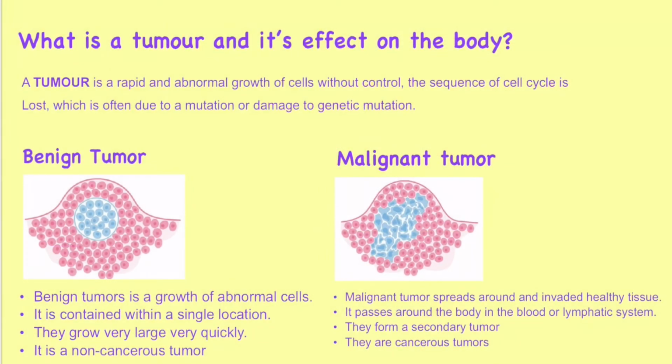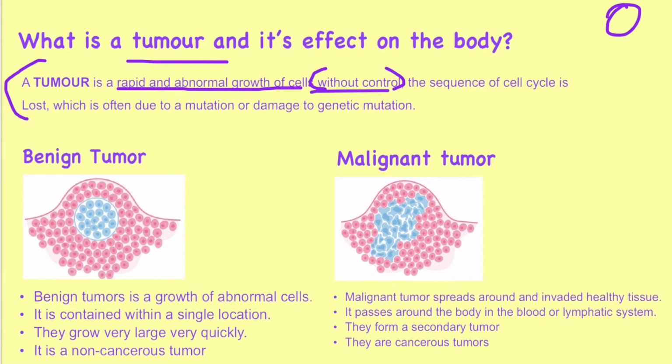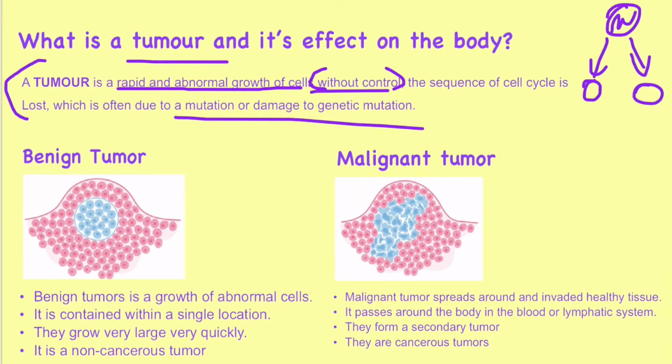Alright, so usually when we consider cancer, we're considering a tumour as well. So here's the definition of a tumour. A tumour is the rapid and abnormal growth of cells without control. Without control being the most important part here. Because as we know, cells in the body usually grow and divide via a process known as mitosis, and this produces two genetically identical cells, unless we're talking about gametes, of course. But in the tumour's case, we usually see a mutation or damage to the genetic information inside of this cell, and this causes it to grow rapidly and without control.